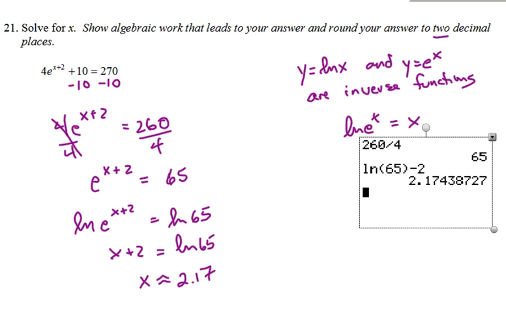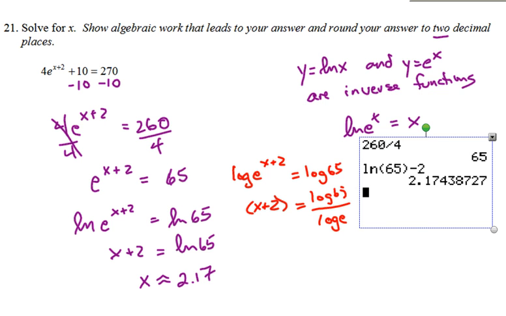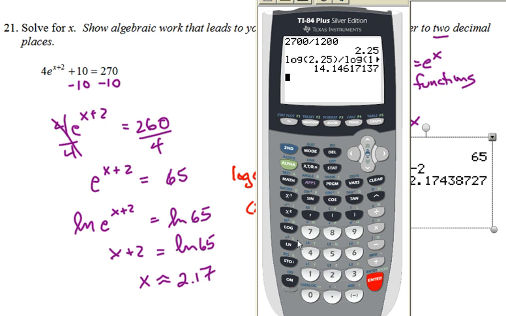Now if we go back to the previous problem, I said since we had e we use natural log. I do want to point out we could have done the same thing we just did before. We could have taken log of e to the x plus 2 equals log of 65. And that x plus 2 could go out front. So we could do x plus 2 equals log 65 over log e.